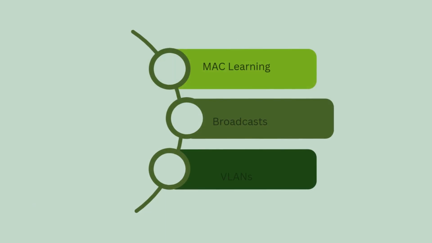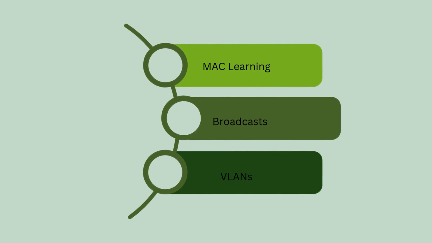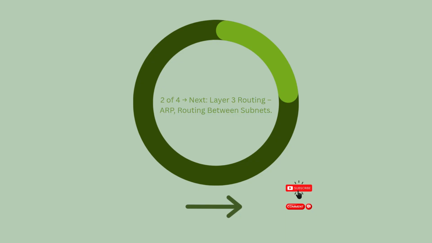All right, let's wrap this up. Today we looked at how switches forward traffic, what unicast and non-unicast and broadcast mean, the difference between collision and broadcast domains, and how VLANs help us segment, secure, and scale our networks. In the next video, we'll move up to layer 3 routing and talk about ARP, routing between subnets, and how routers and layer 3 switches forward traffic across different networks.